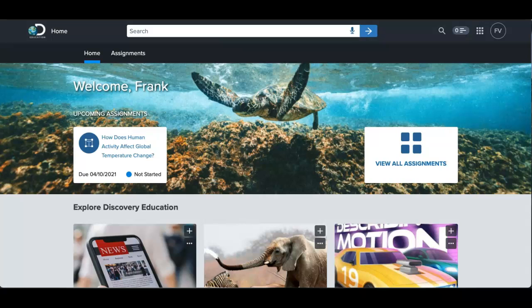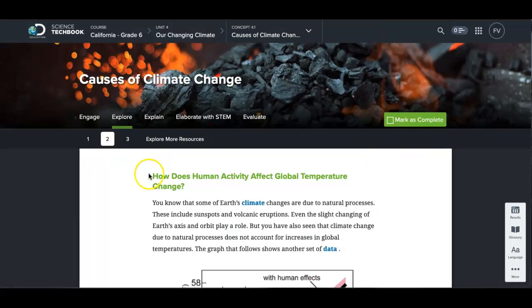This is Digital Science Notebook 1 and 2 because the sections in this are pretty long. So I'm going to spread it over 2 assignments, but I combined it in one notebook. So log in to Discovery Ed. You're going to see an assignment that pops up that says, how does human activity affect global temperature change? Select that. It's going to take you to causes of climate change. And you'll see you're going to be on Explore page 2.